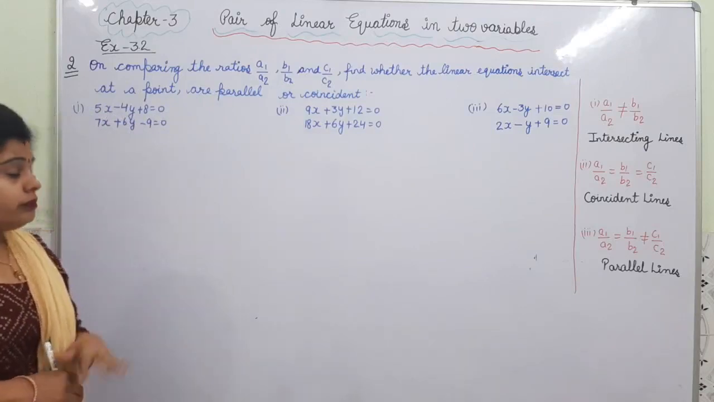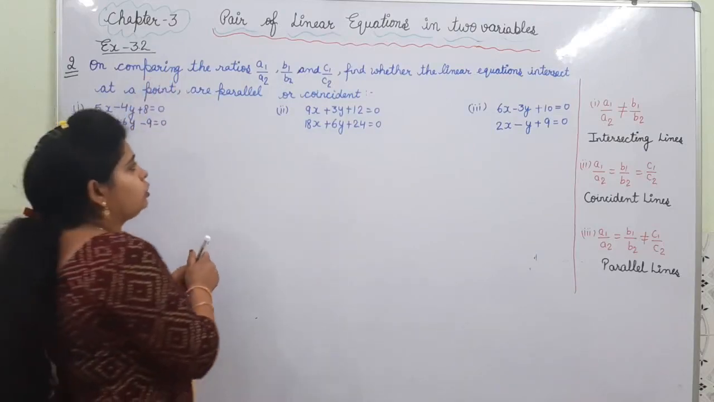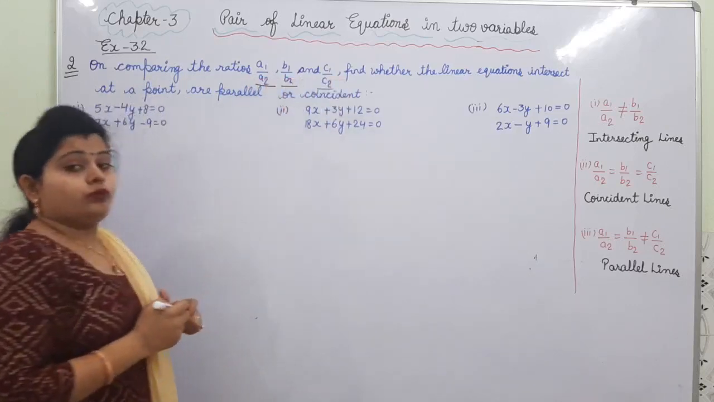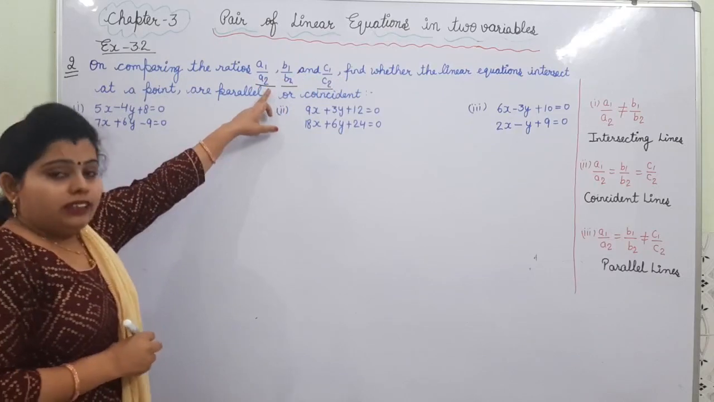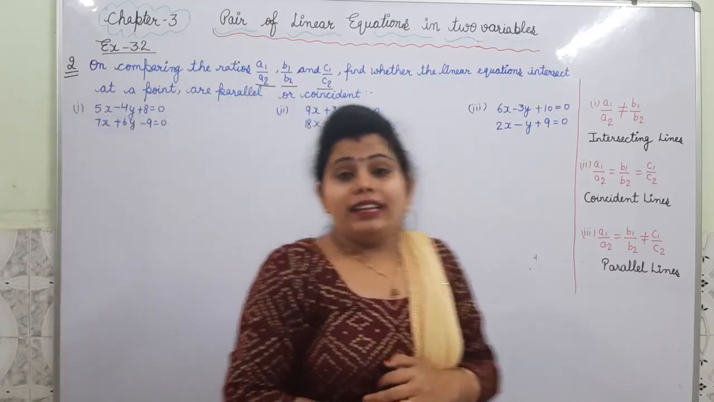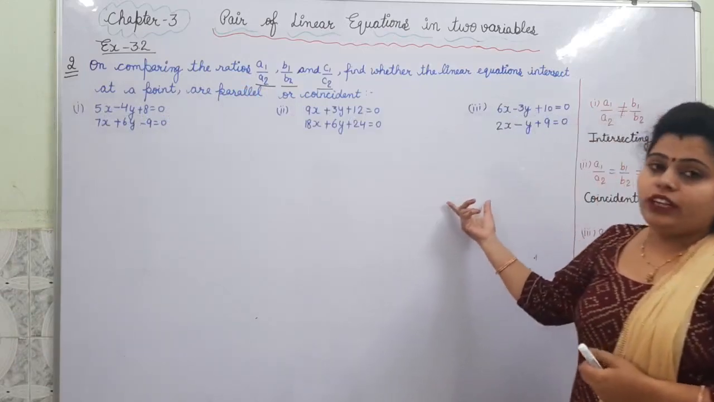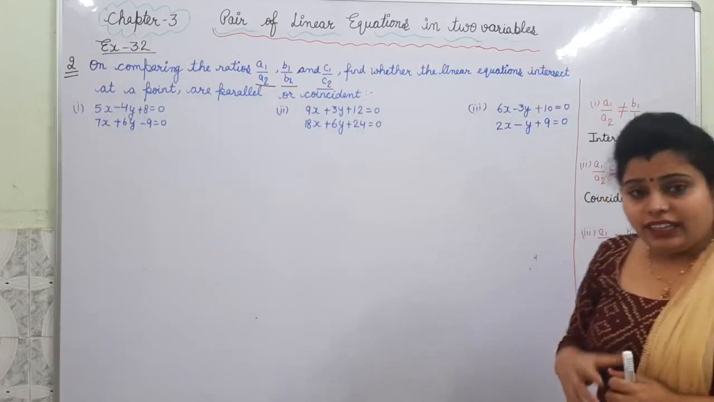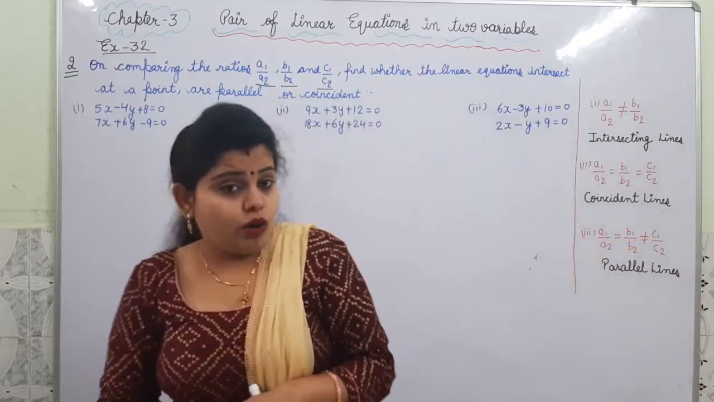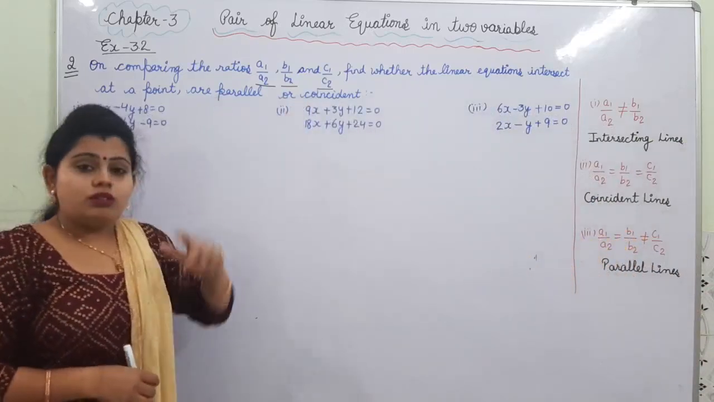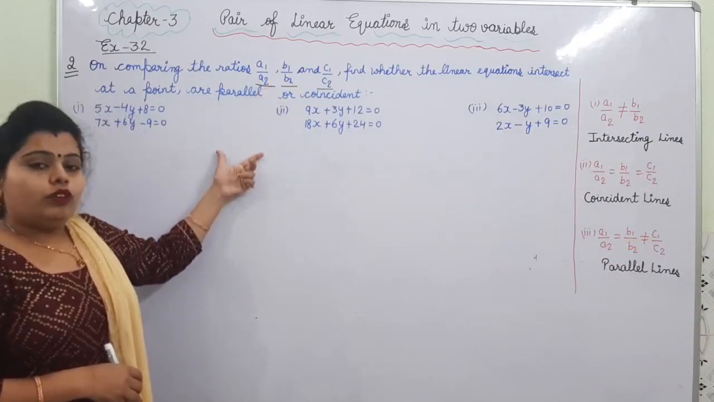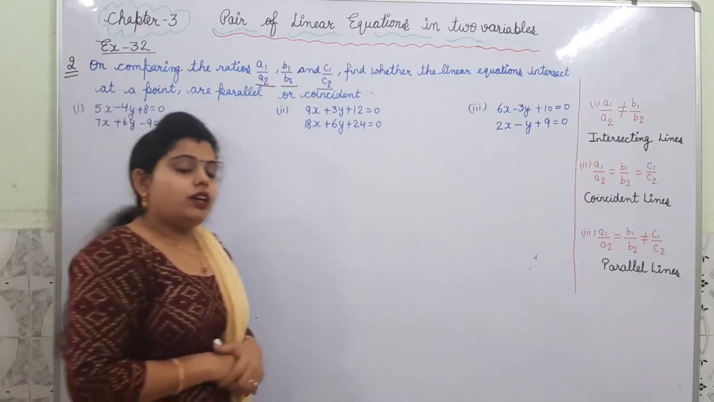In this question, on comparing the ratios A1 by A2, B1 by B2 and C1 by C2, we have to find the ratio first. Then on comparing the ratios, we have to tell whether this pair of linear equations intersects at a point, or the lines are parallel, or the lines are coincident. So on comparing the ratios, we will solve these questions.